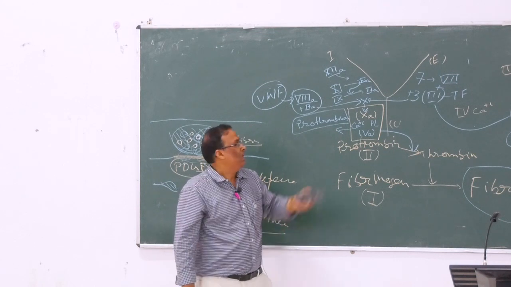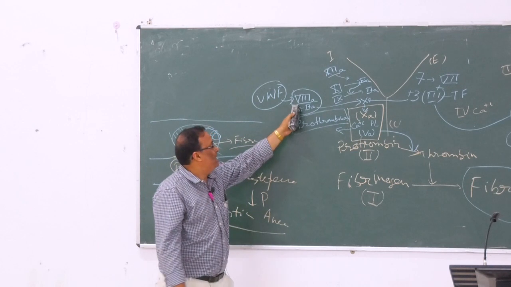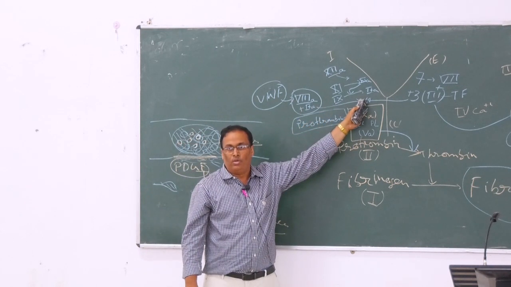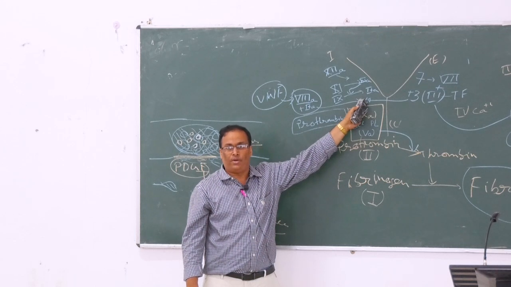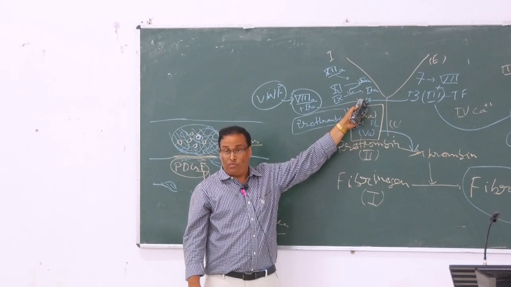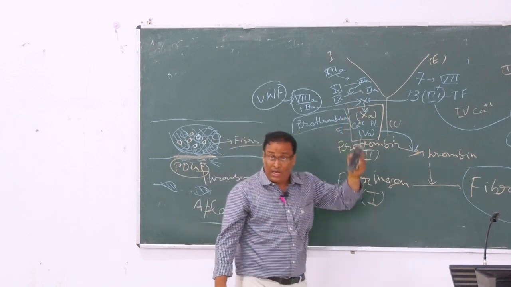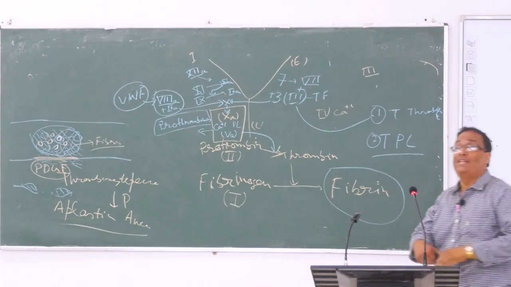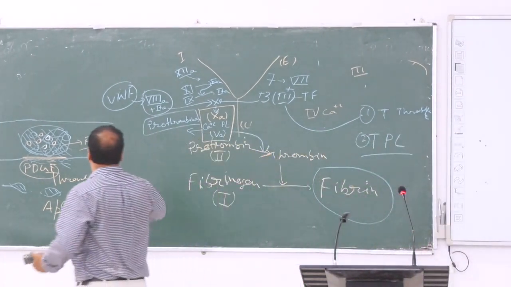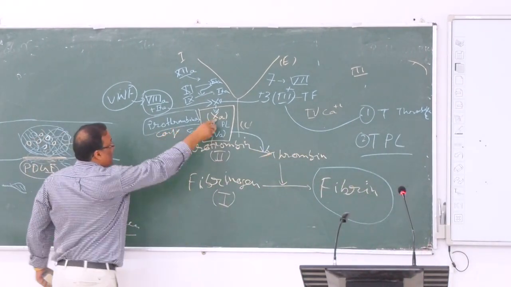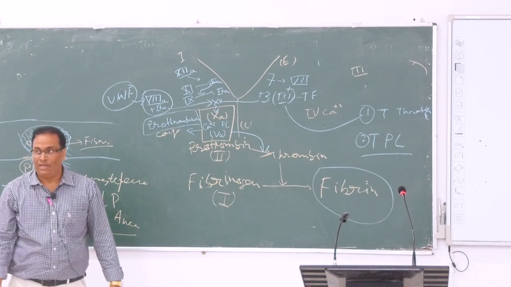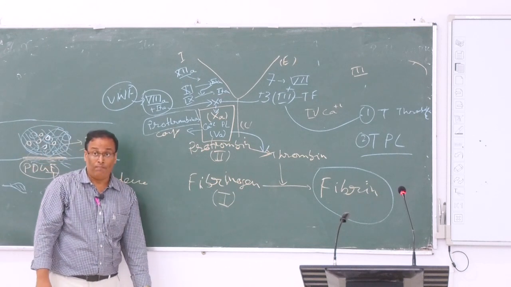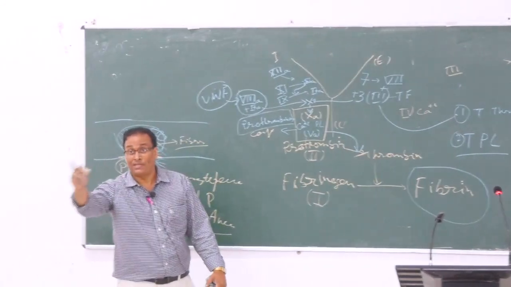Understood? 12, 11, 9, 8: 9 and 8 in combination will activate X. Whenever X is activated, it becomes Messi. And whenever it becomes Messi, it goes on to form a prothrombinase complex. What will be in the prothrombinase complex? Messi, activated factor 10, factor 5, calcium and phospholipid. Phospholipid is from the platelet surface.